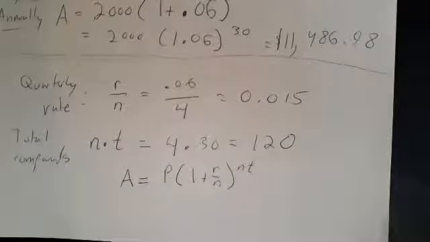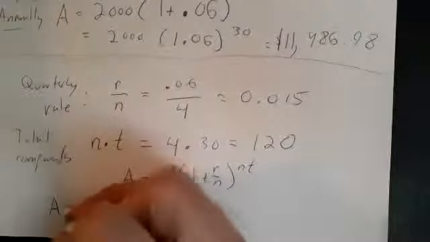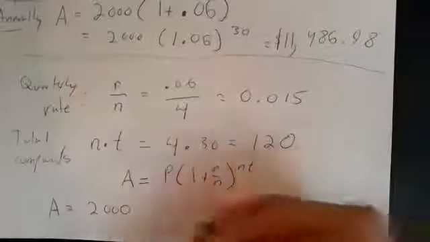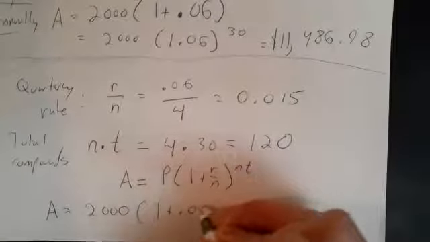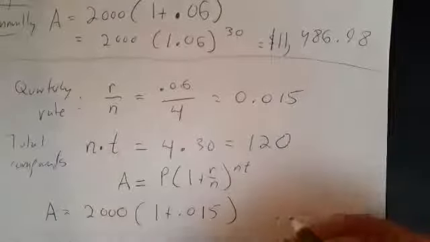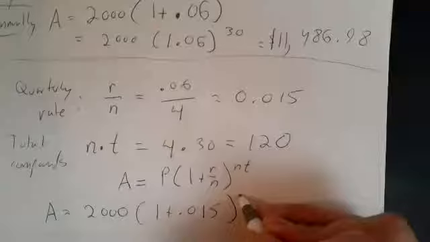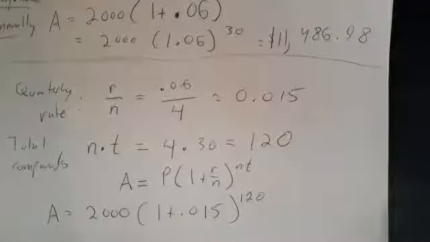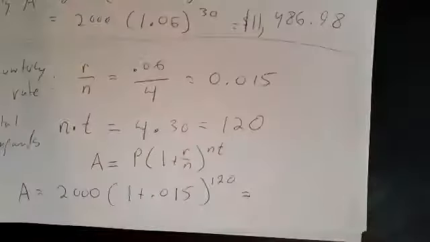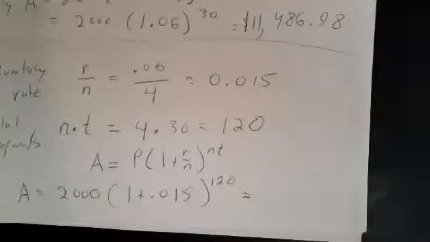Okay. So now just filling in everything else. My principal is that 2,000. I have 1 plus 0.015. And I have nt gives me 4 times 30, or I'm just going to fill in the 120. And now I'm grabbing my calculator. Did I leave enough room? Maybe a little bit. Nope. But if I want to figure this out, it should be giving me something like 11,938.65.